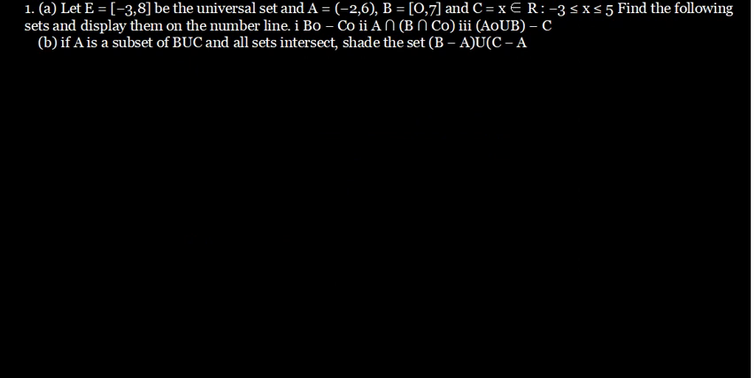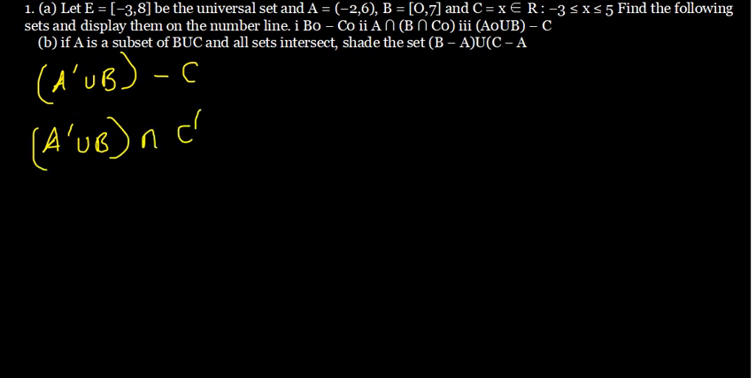Let's consider the last part of question 1a, which is saying A complement union B and then minus C. Now A complement union B minus C can also be written as A complement union B intersect C complement. So here I'm going to first get C complement. I think from the previous question we had already seen what C complement is.